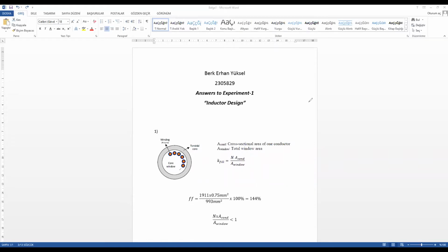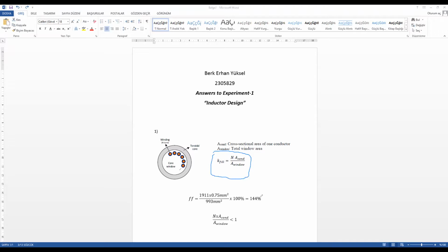In today's video, we are discussing the answers to experiment 1, which is inductor design. In the first question, we measure the fill factor by this expression. We use the N and cross-sectional area of one conductor and the total window area. As you can see from this formula, the fill factor was measured at 144%, which is not logical.